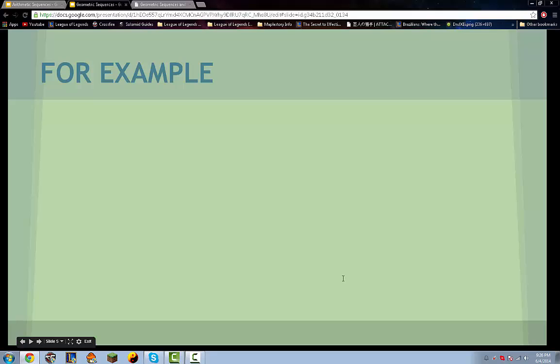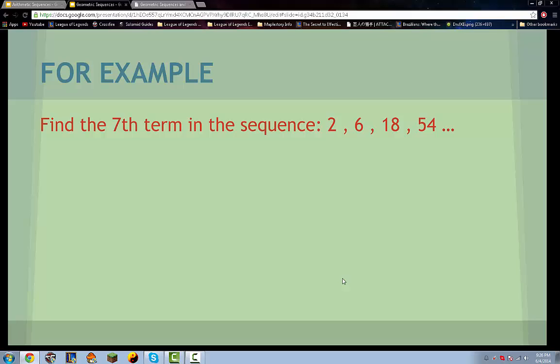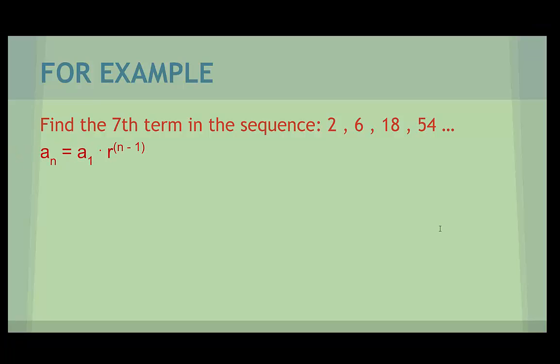So how would we actually use this formula? Well, let's use it to try and find out the seventh term in the sequence 2, 6, 18, and 54. First, we would plug in all known variables into the formula. N is equal to 7 because that's the term we are looking for. A sub 1 is equal to 2 because it's the first term in the sequence. And R is equal to 3 because the common ratio is 3.